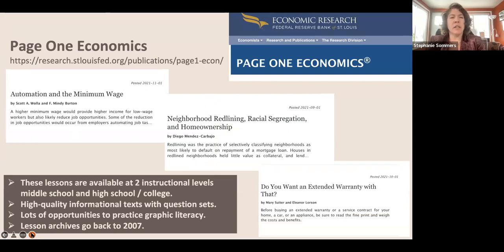They have an entire website, a companion website that's just for Page One Economics, and it comes from the St. Louis Fed. I pulled some snaps of some of the ones I thought were really interesting. So automation and the minimum wage, how if we were to raise the minimum wage, that might actually decrease job opportunities because more employers might automate. Neighborhood redlining, racial segregation, and home ownership. I know this is a topic that I have heard a lot about here in the Metro.